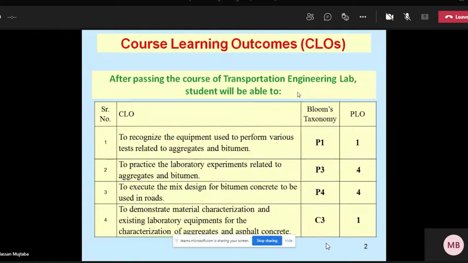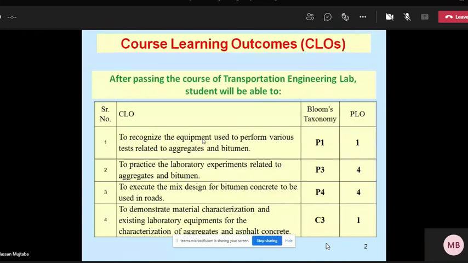Or I say go for the penetration test on the bitumen. There is one test to find out the grade of bitumen. If I say determine the grade of the bitumen, abruptly it must come to your mind that okay, I am going to carry out the penetration test, or this is the apparatus for the penetration test. So the first CLO is to recognize the equipment used to perform various tests related to aggregates and bitumen. The second one is to practice laboratory experiments related to aggregates and bitumen.